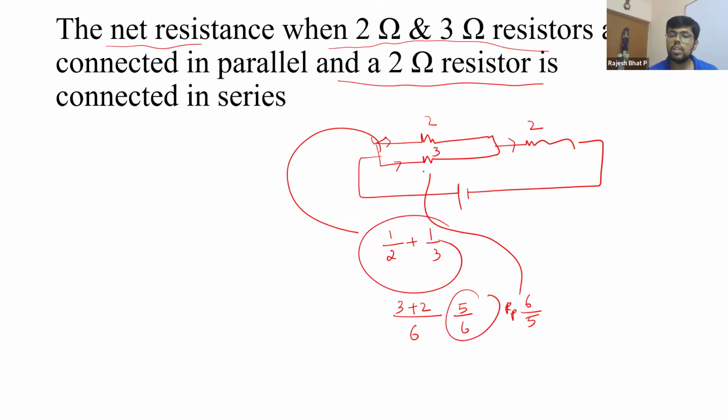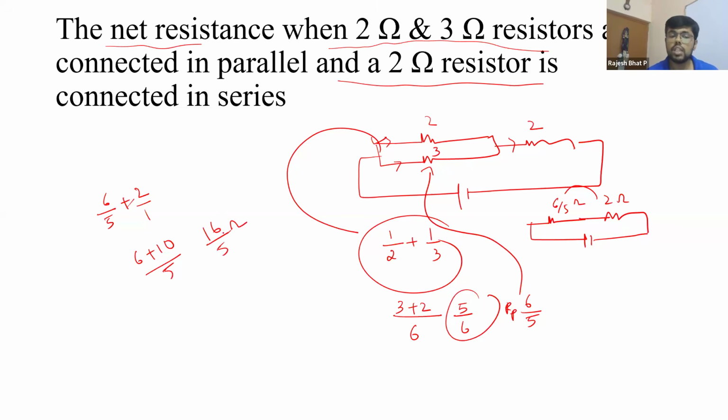So now this entire thing can be reduced to 6 by 5 ohms. And this is as it is, this is 2 ohm. Now what? Series connection, just add 6 by 5 plus 2. So basically 6 plus 10, cross multiply, so it is nothing but 16 by 5 ohms. You might ask, should I reciprocate here? No need, this is series connection. In series connection, we just add the numbers. That's all. So 16 by 5, if you want, you can make it in decimals also.